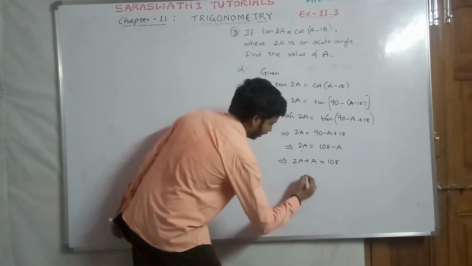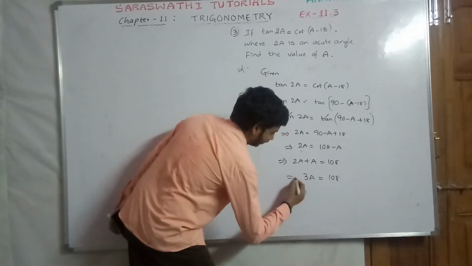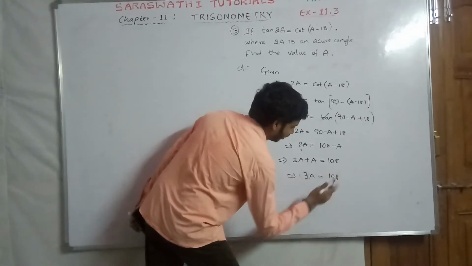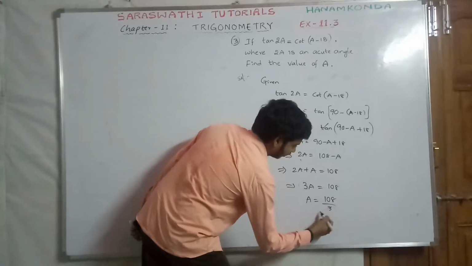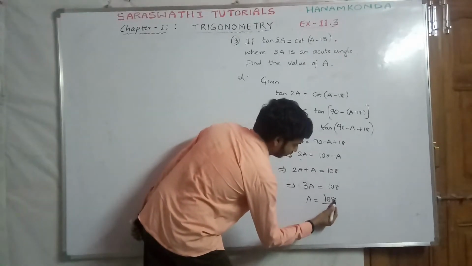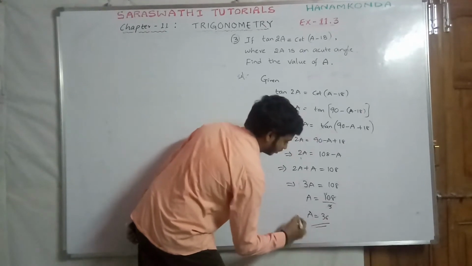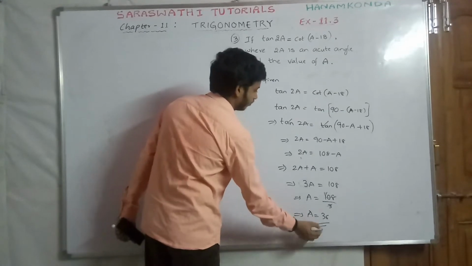So 2a plus a you can write as 3a. 3a equals 108. So here 3 is multiplied with a, so 3 comes to the right side and gets divided. Therefore a equals 108 by 3. Okay. 3 threes are 9, so 18, that means 3 sixes are 18. So a equals 36. Okay. So in the question it is asked to find the value of a. So therefore a equals 36.